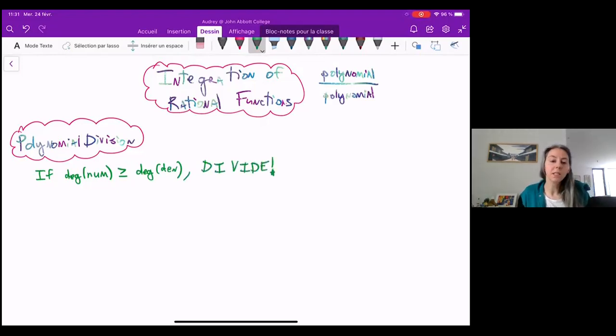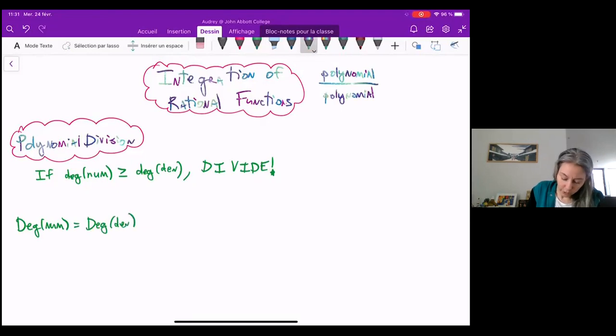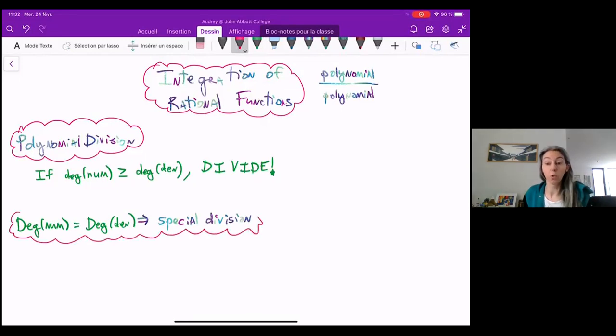We've actually already seen a special case when the degree of the numerator is equal to the degree of the denominator. So we're going to separate this into two different cases. Case one is when the degree of the numerator is equal to the degree of the denominator. And in this case, we do what we have learned, that special division. So I'm going to do one problem just to kind of remind you guys of what it is, and then another problem where we see that special division becoming a little bit more challenging now that we know more integrals.